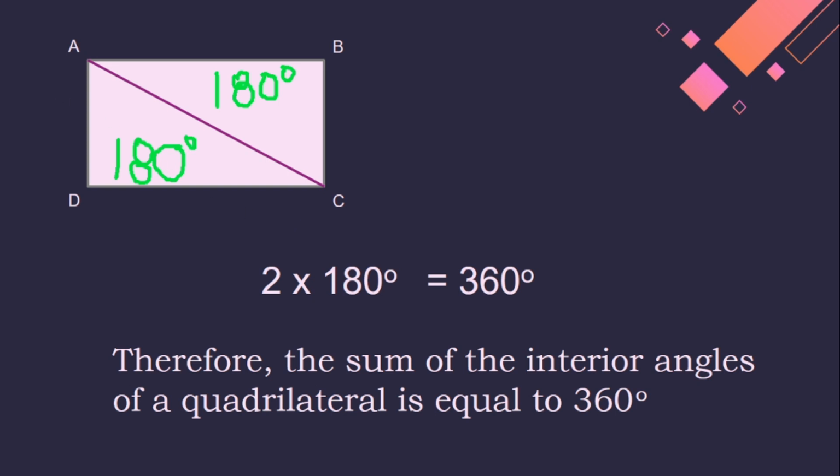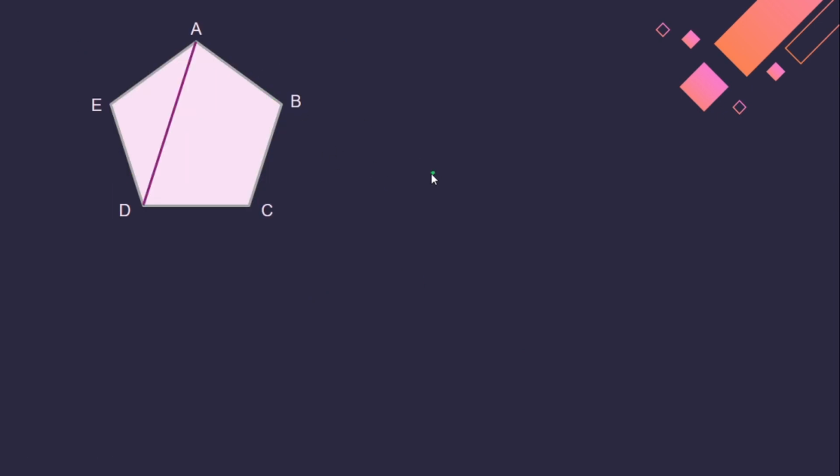Okay, so let's try this pentagon. Here we have a 5-sided polygon: sides AB, BC, CD, DE, and EA. Five sides, correct? And this is a pentagon. Now, from this pentagon, let's draw diagonals from one vertex. Let's say we draw diagonals again from A. What diagonals can we draw from A? We have AD and AC.